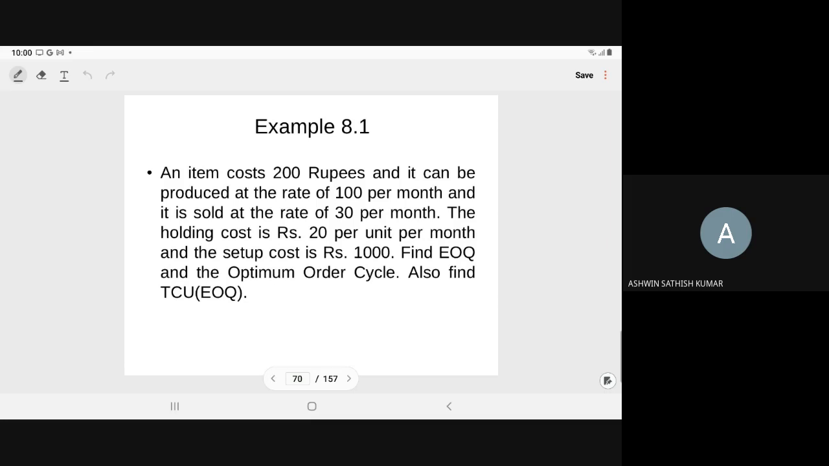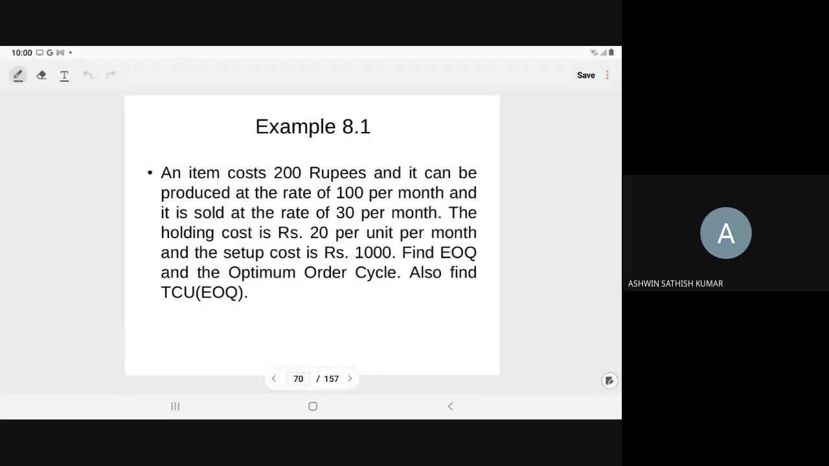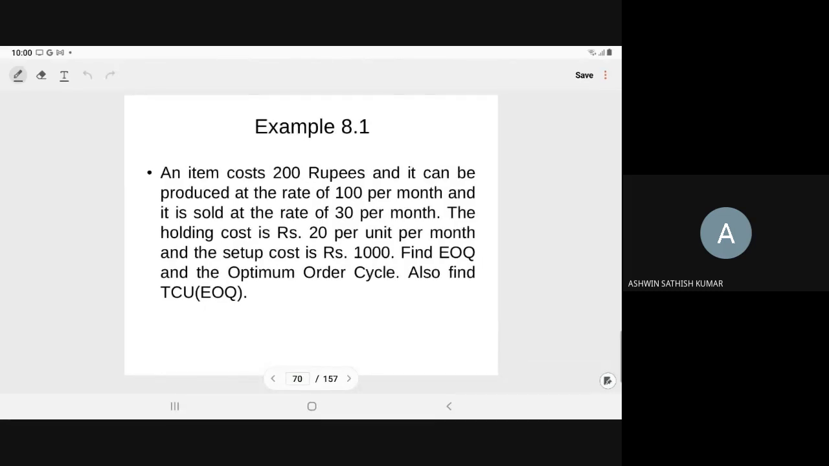Good morning, students. Welcome to the next lecture of Math F242 Operations Research. So presently we have covered the four basic models of inventory management. Two are with back order allowed and two are with back order not allowed. In continuation of that, we have the following question.